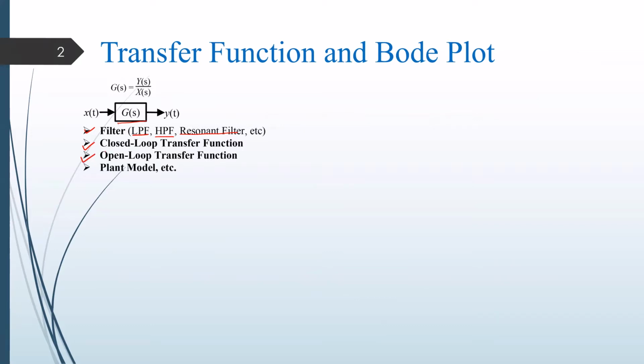It could be your open loop transfer function where you want to use gain margin and phase margin techniques to tune your controller using the open loop transfer function, or it could represent your actual physical plant system. So it could also represent your actual hardware.